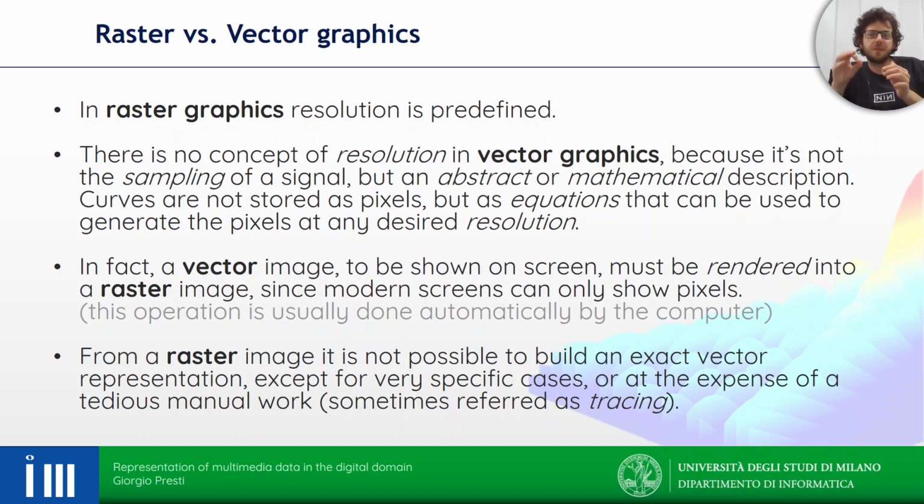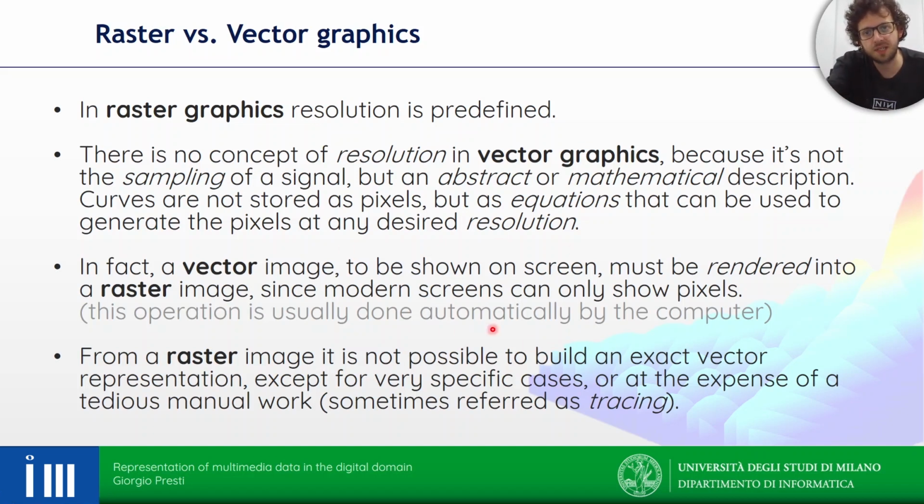In fact, vector images to be shown on screen must be rendered into a raster image, since modern screens can only handle pixels. And this operation is usually done automatically by the computer. For example, if the slide you are seeing had been a JPEG or a bitmap, if I zoomed in, you could see the pixels.